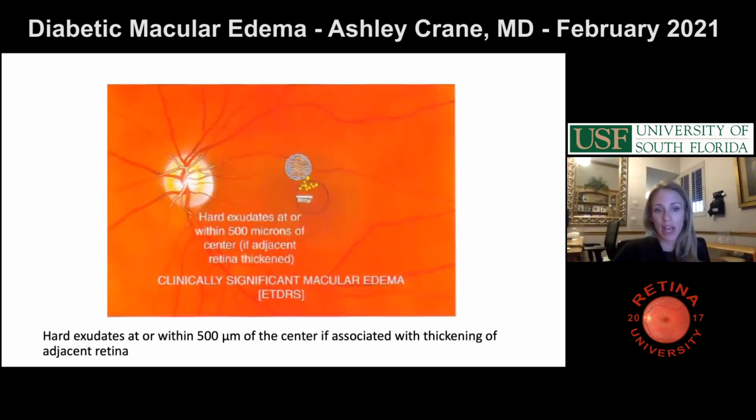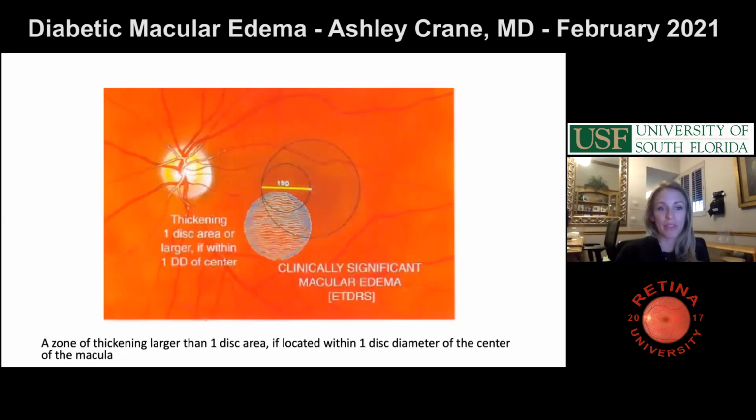Number two, hard exudates at or within 500 microns of the center of the macula if associated with thickening of the adjacent retina, or a zone of thickening larger than one disc area if located within one disc diameter of the center of the macula. So you just have to know those. You have to have those three things memorized.